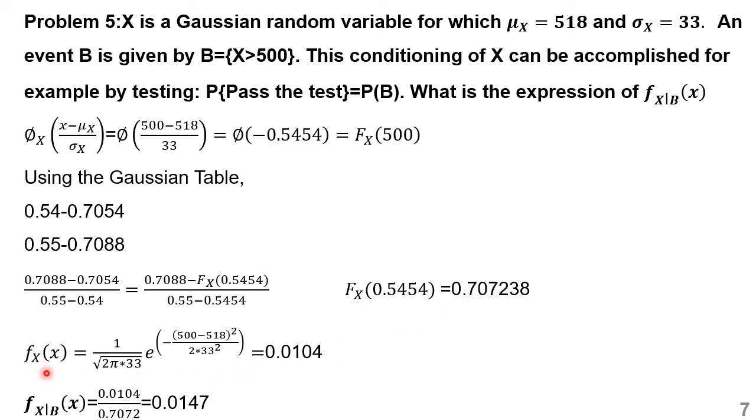That is 0.707238. f_X(x) is given by 1 divided by root of 2 pi times sigma_x, e to the power minus (500 minus 518) whole square divided by 2 times 33 whole square. From this, we get the value of f_X(x) equal to 0.0104. Now f_X|B(x) is given by f_X(x), that is 0.0104, divided by P(B), that is 0.7072. The answer is 0.0147.